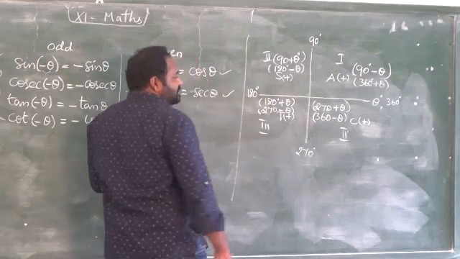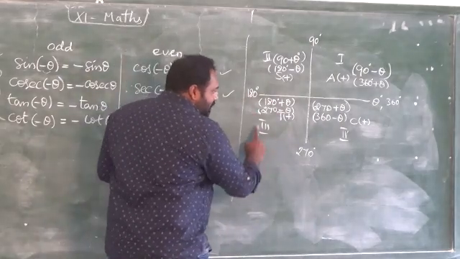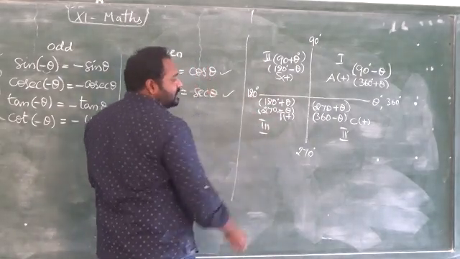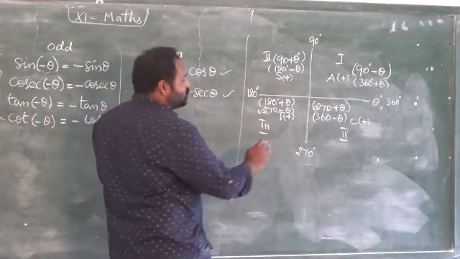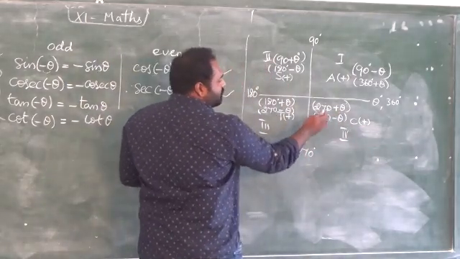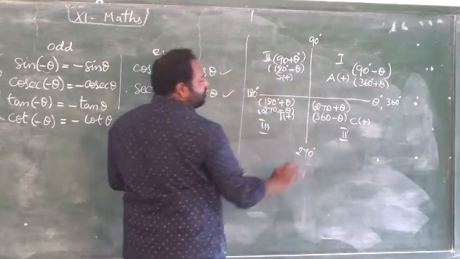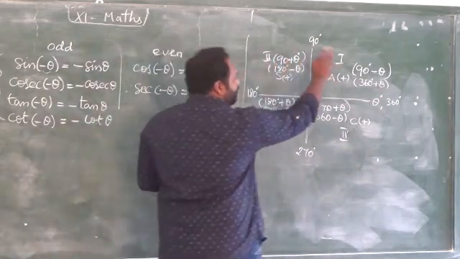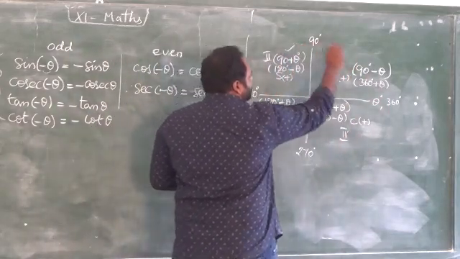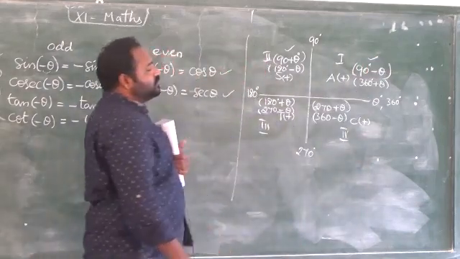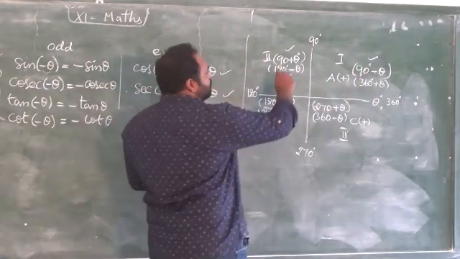Next, 180 plus theta is supposed to be in the third quadrant. 270 minus theta is also in the third quadrant. 270 plus theta is in the fourth quadrant. 360 minus theta is in the fourth quadrant. So these are the very important quadrants, and these values are very important to use. These values we are going to see here.